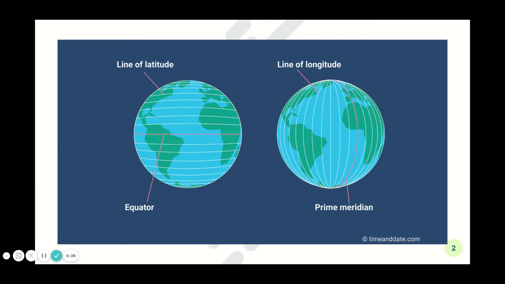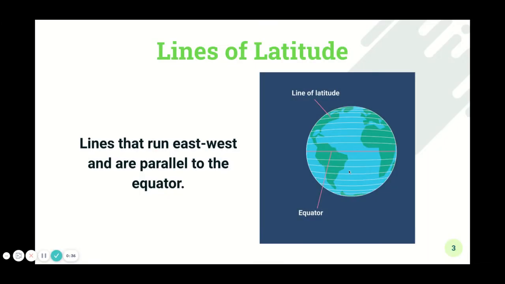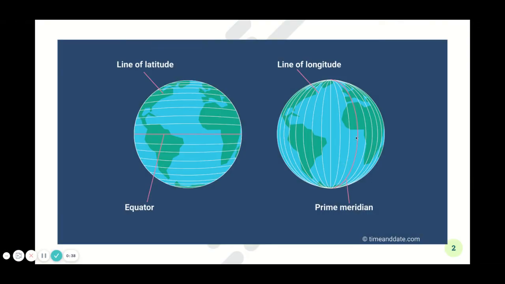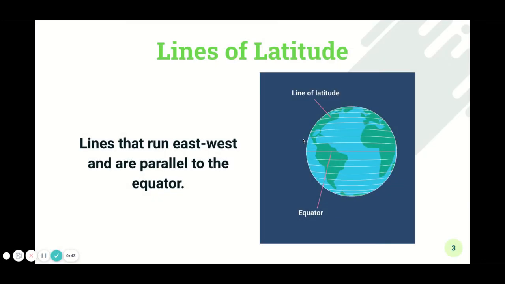Longitude are going to run from the North Pole to the South Pole. And remember, anything that is east of the prime meridian is going to be labeled east. Anything that is west is going to be labeled west.